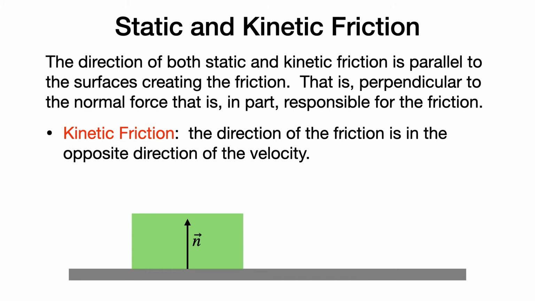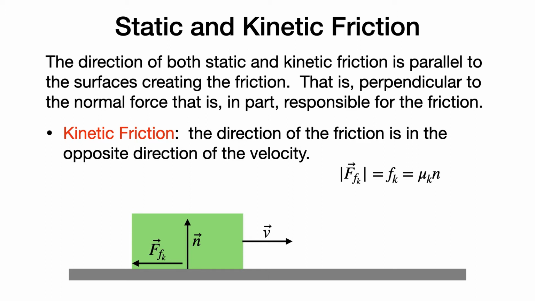Now, the direction of both static and kinetic friction is parallel to the surfaces creating the friction, that is, perpendicular to the normal force that is, at least in part, responsible for the friction. Let's first of all consider kinetic friction. The direction of the force is in the opposite direction of the velocity. So, if the object is moving with a velocity towards the right, then kinetic friction will produce a force acting towards the left, trying to slow the object down. The magnitude of this force we can write as little f sub k, and it's equal to the coefficient of kinetic friction times the magnitude of the normal force.